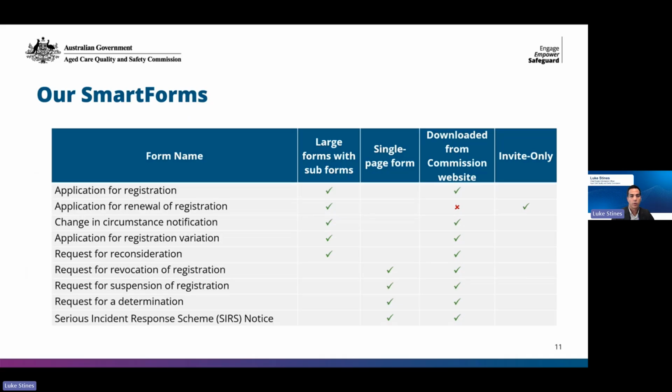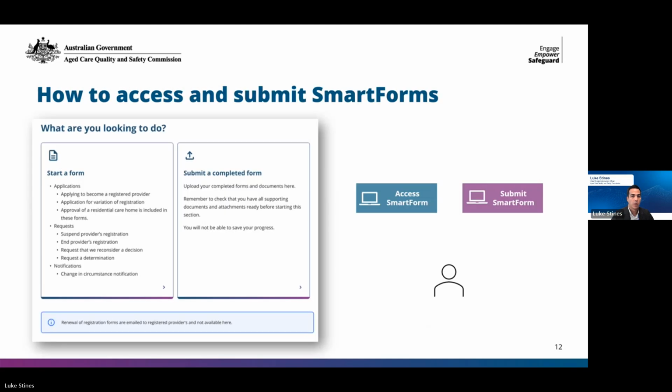Currently, there's 9 smart form topics. Some forms can be submitted only once, others can be used multiple times as required, such as adding responsible persons or residential care homes. Most of these forms will be available online via the Commission's website, with the exception of the application for renewal of registration, which is invite only from the Commission's team.